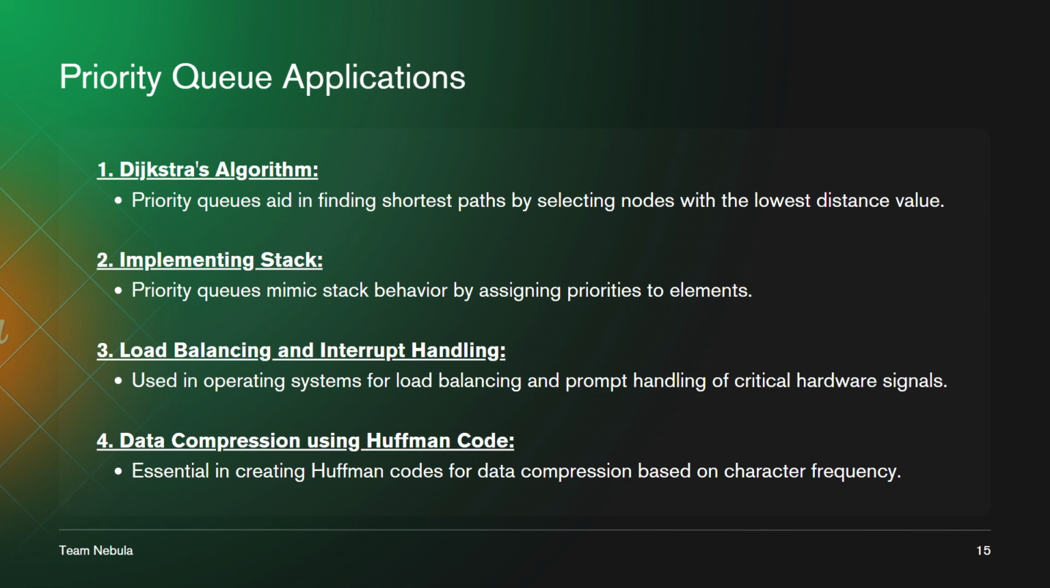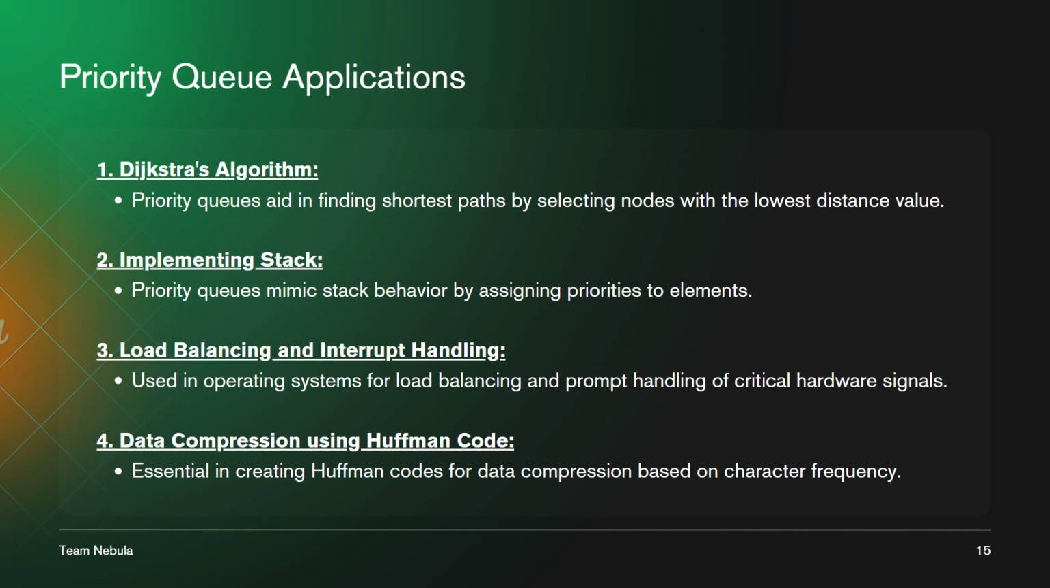Implementing stack. Believe it or not, priority queues can be used to build stacks as well. By assigning priority values to elements and extracting them according to their priorities, you can effectively create a stack-like behavior where the most important element is accessed first.